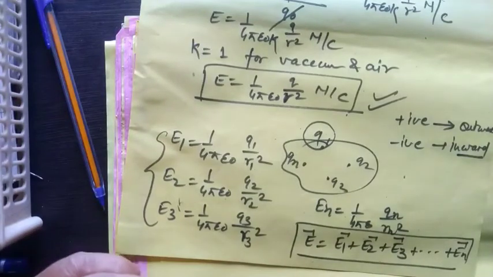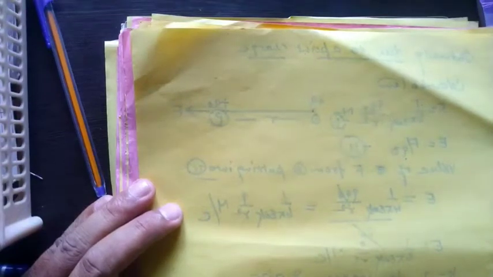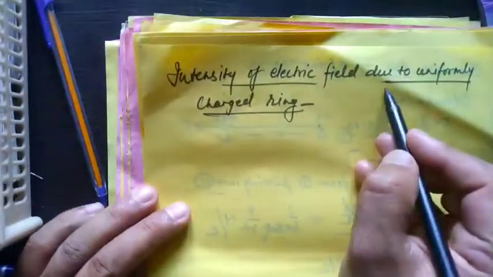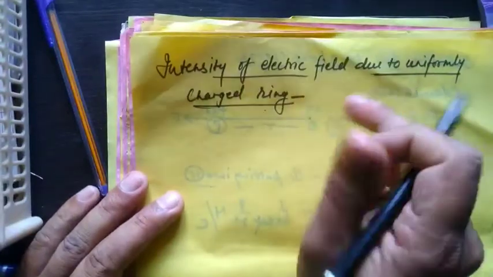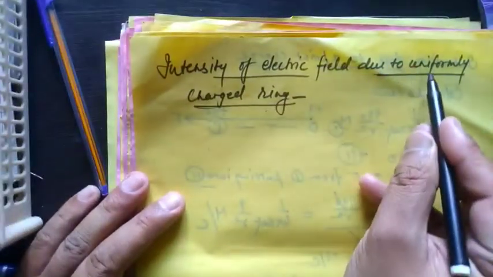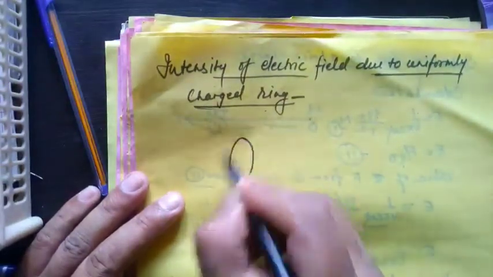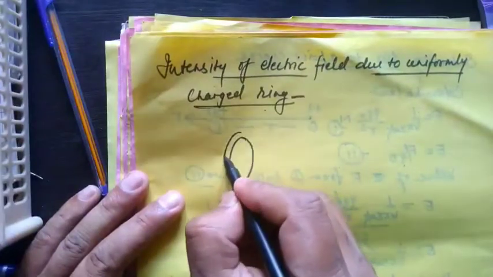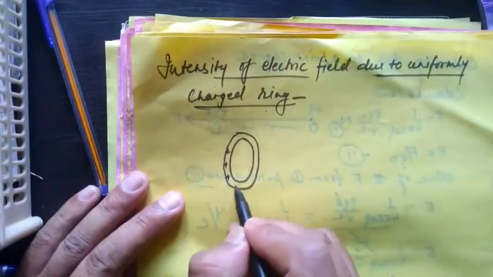Okay, are you getting it? The next topic is intensity of electric field due to a uniformly charged ring. It is clear from the heading, uniformly charged ring, suppose that we have a ring. This is a ring, and which is uniformly charged.